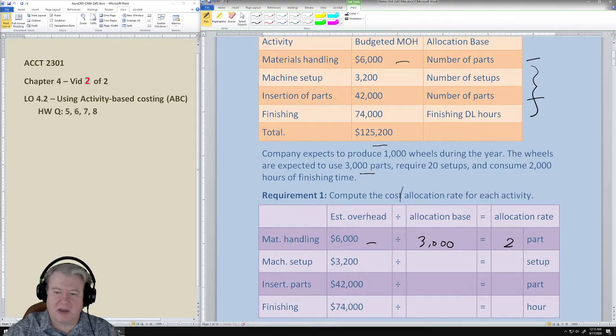Machine setup, well, these are the setups, so 20. And so this would be 160. Again, we're going to use the parts again. It's not that you can only use them one time. Perhaps different overhead pools, cost pools, are best measured by the same thing. Maybe in time you would want to combine those two, since you're measuring them by the same thing, which is probably what I would do. But for right now, we're just using parts twice.